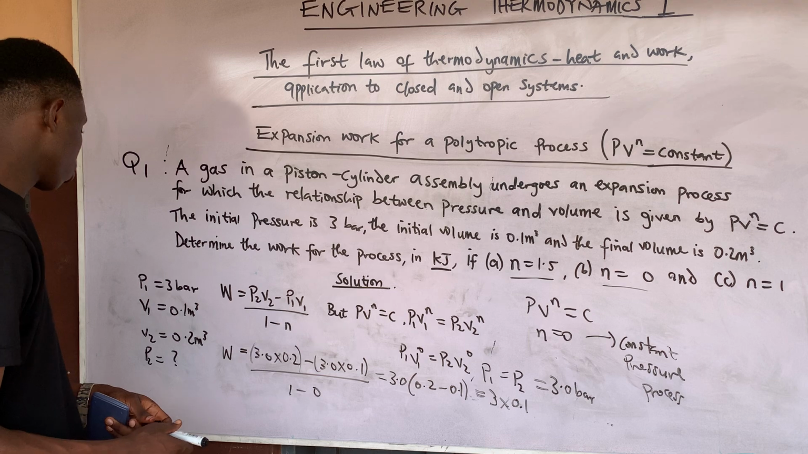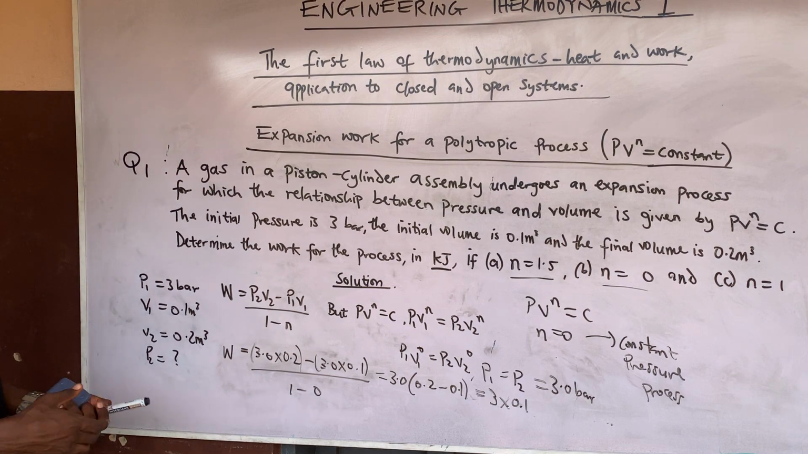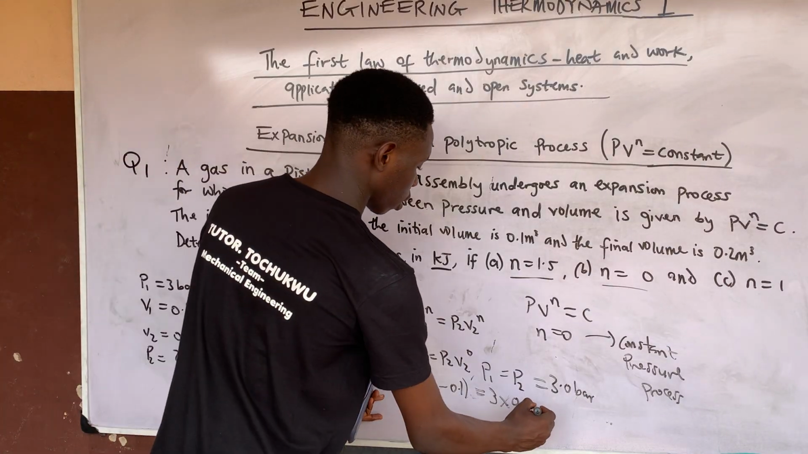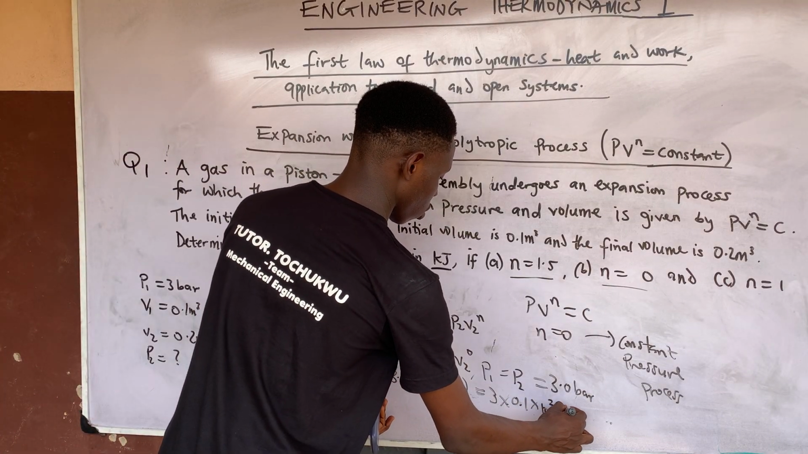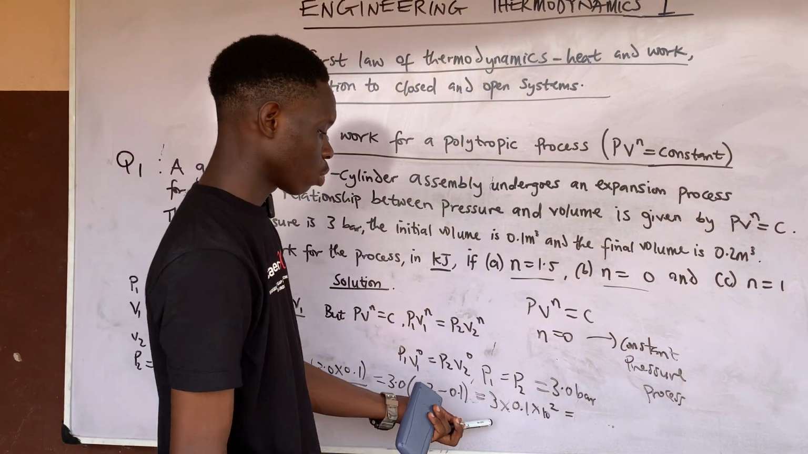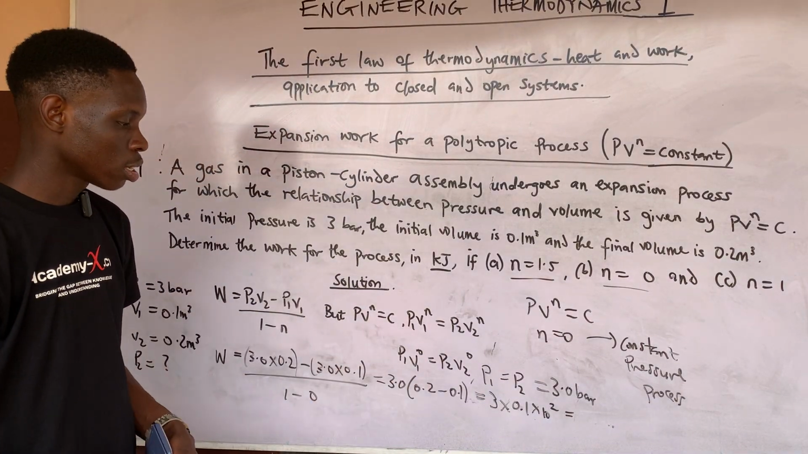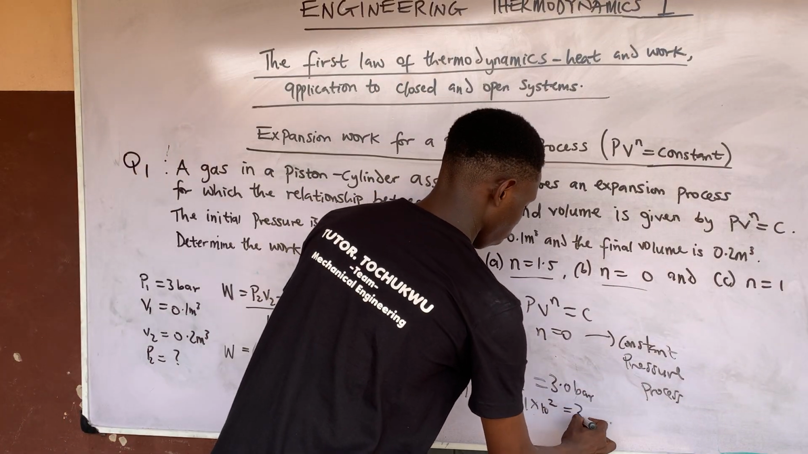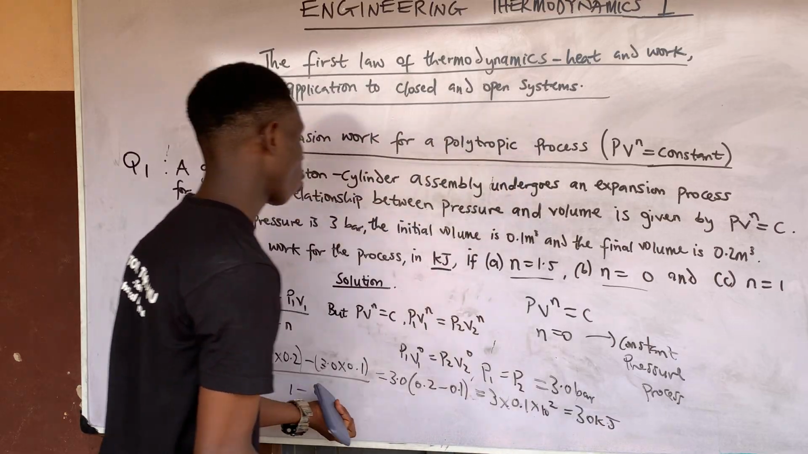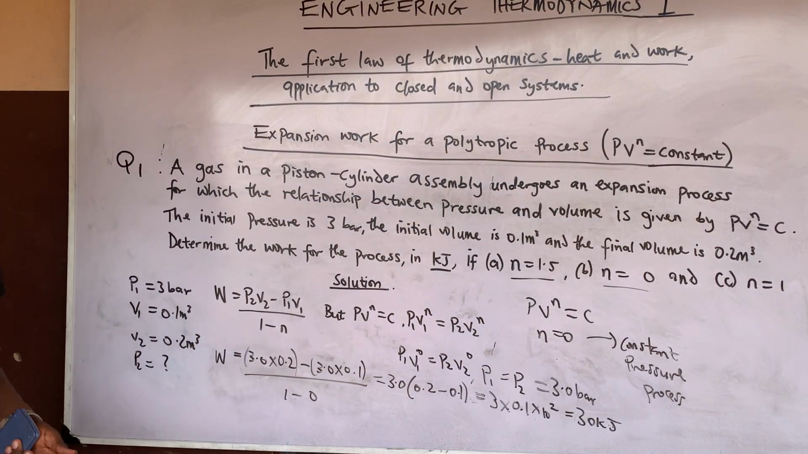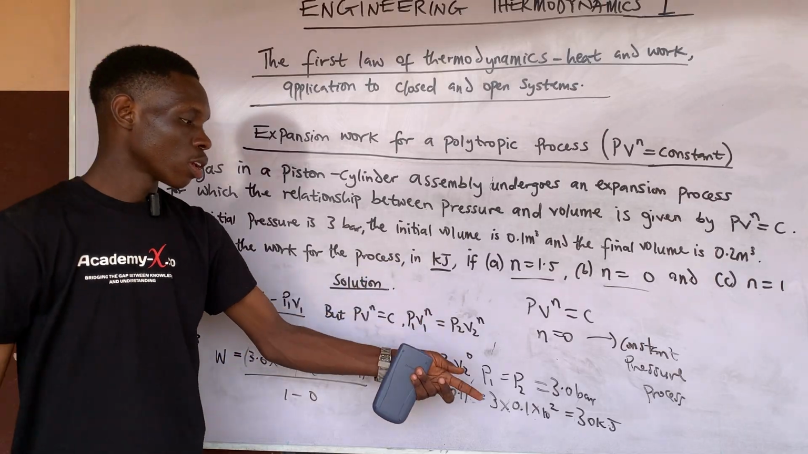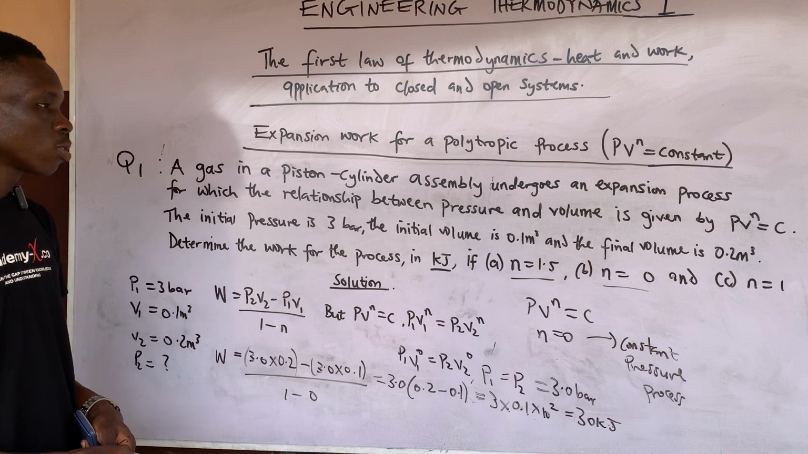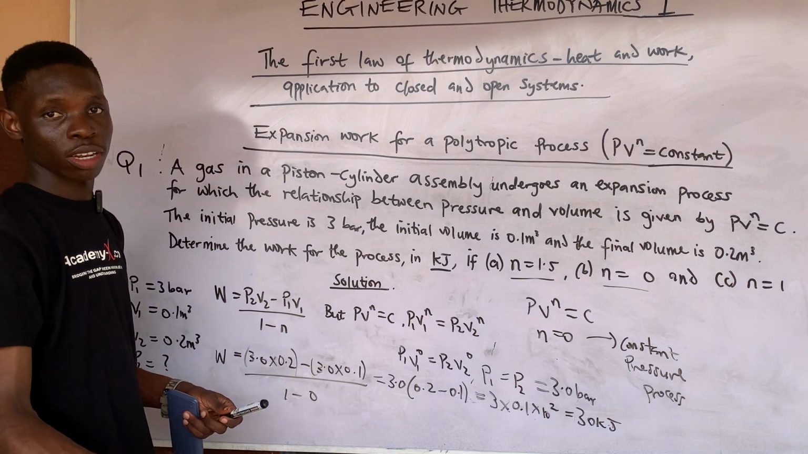Now, because our operation is in bar, to make our result be in kilojoules, you just have to multiply by 10 to the power of 2. So you have times 10 to the power of 2 here. So this all gives 3 multiplied by 0.1 is 0.3, then multiplied by 100 is 30 kilojoules. So the work done for this process when n equals 0 is 30 kilojoules. So I've been able to solve for n equals 0. So let's do it for n equals 1.